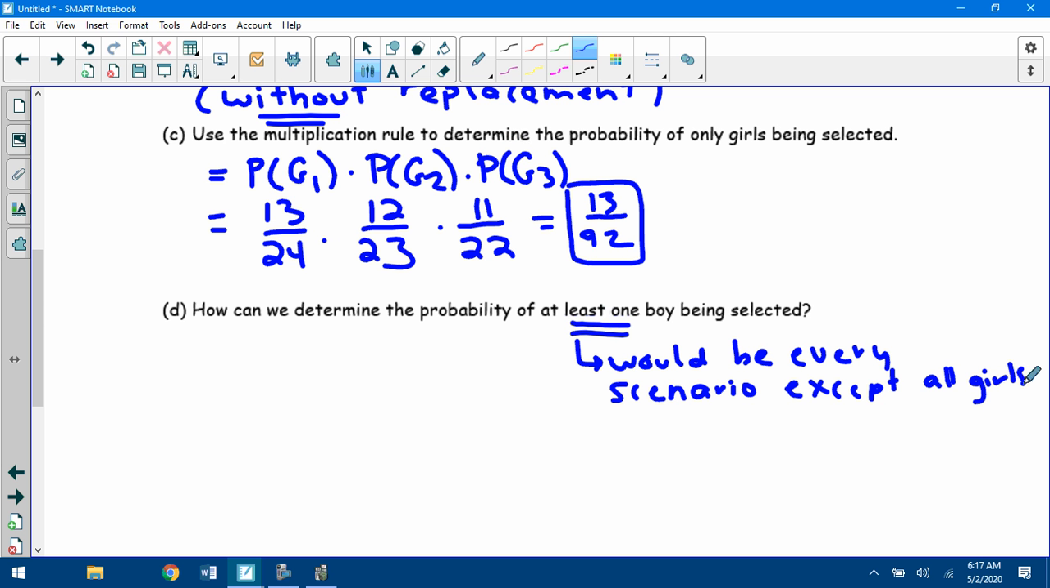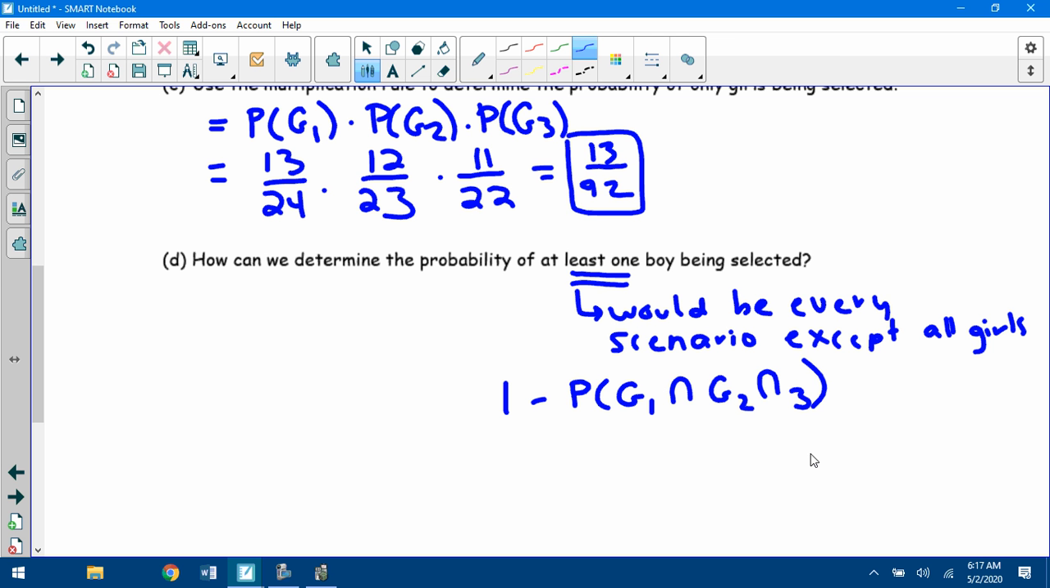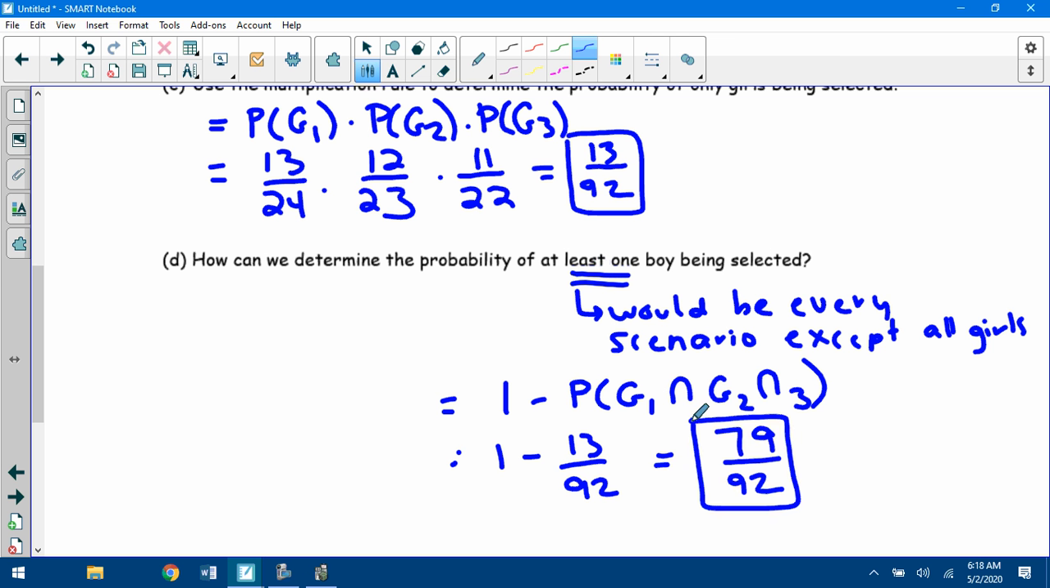So if I want everything except all girls, which I just found up here, what's the easiest way to do that? 1 minus the probability first is a girl, second is a girl, and third is a girl. Remember that complement idea. So it's 1 minus 13 out of 92, which would end up being 79 out of 92. So if something seems really tricky, think if you could make it into a complement.